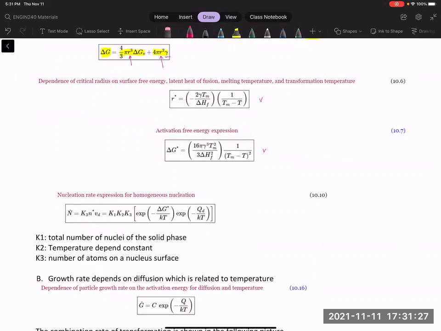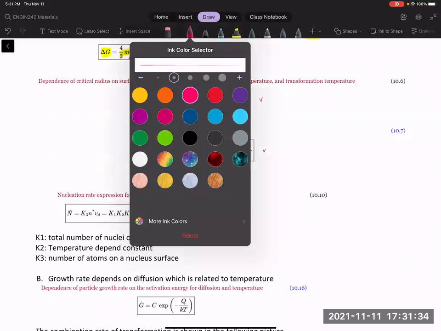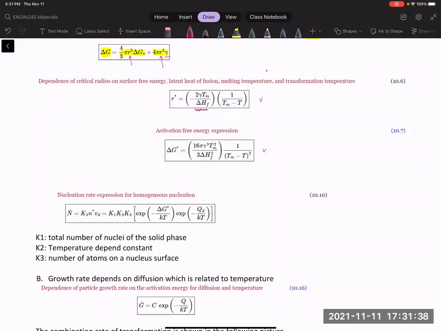Let me tell you a few things about the symbols in this equation. This delta H_f is the latent heat of fusion. The T_m here is the melting temperature. The gamma here is the surface free energy. The transformation temperature is the temperature that you transform into, so it's the temperature you're looking at, and that is the T over here.